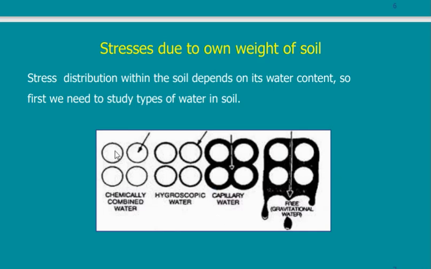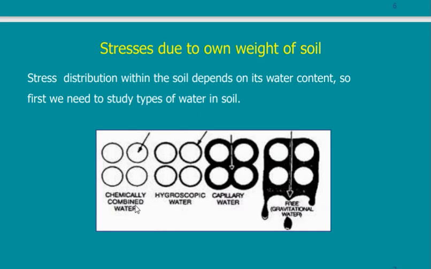Imagine that these four circles are the particles of the soil. These are soil particles. So what can water do in these four particles? It can either be a chemically combined water. The water may be included inside the particles. It may be chemically reacted with the particle itself, and it is included inside. So this is called chemically combined water.